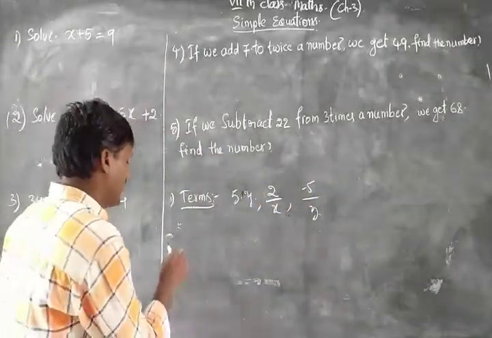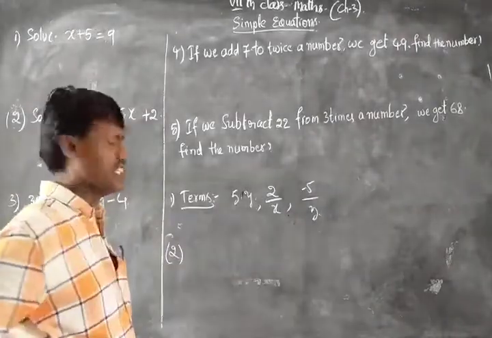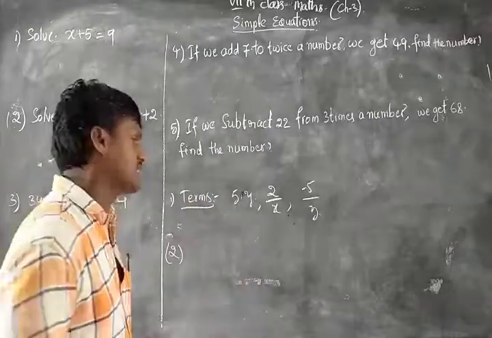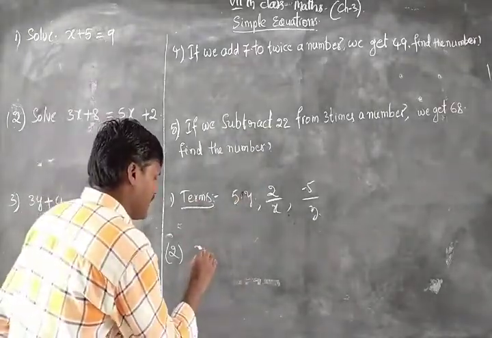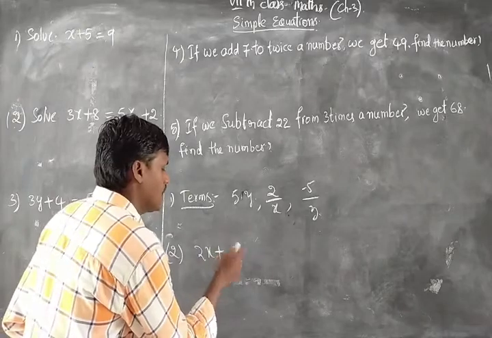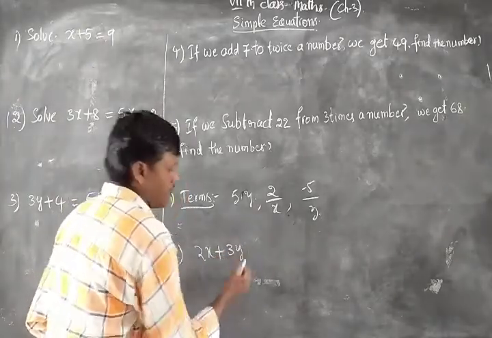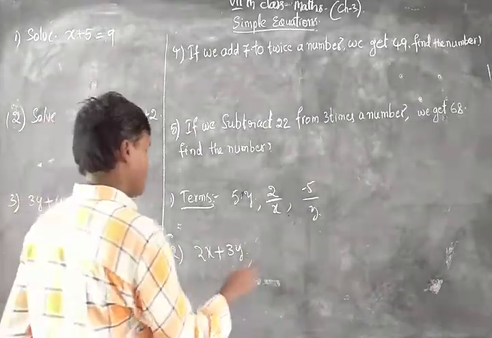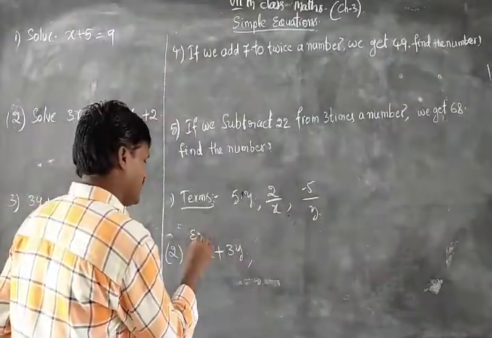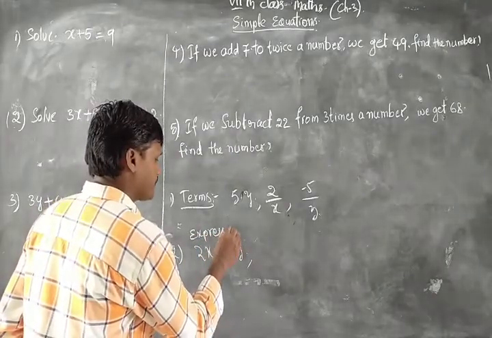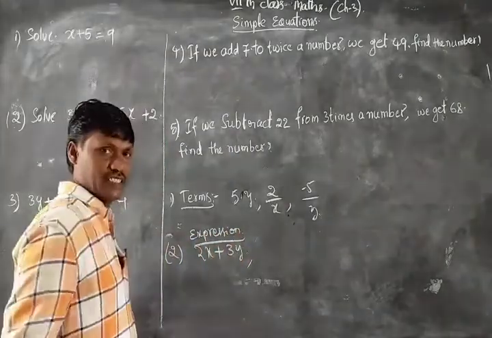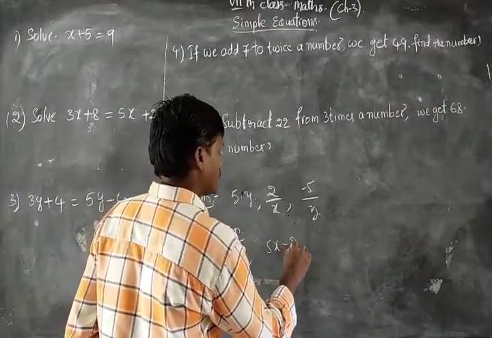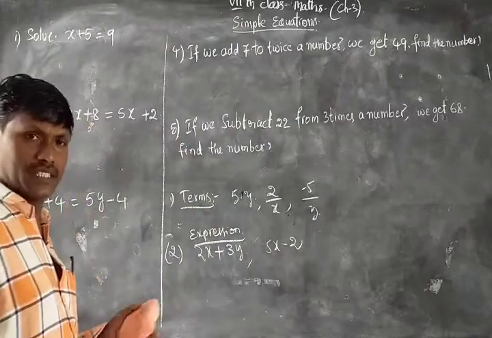Next one is expression. What is an expression? Let us see that. Terms are connected by plus or minus. Terms we already learned, like 2x plus 3y. This kind of terms connected by either plus or minus are called an expression. We can give some examples: 5x minus 2. These are expressions.